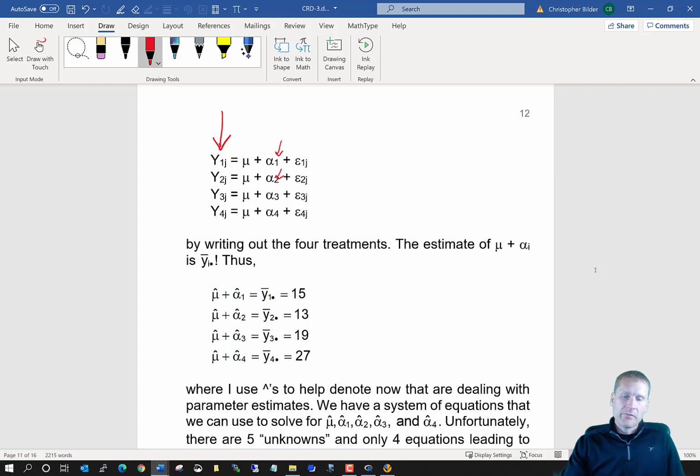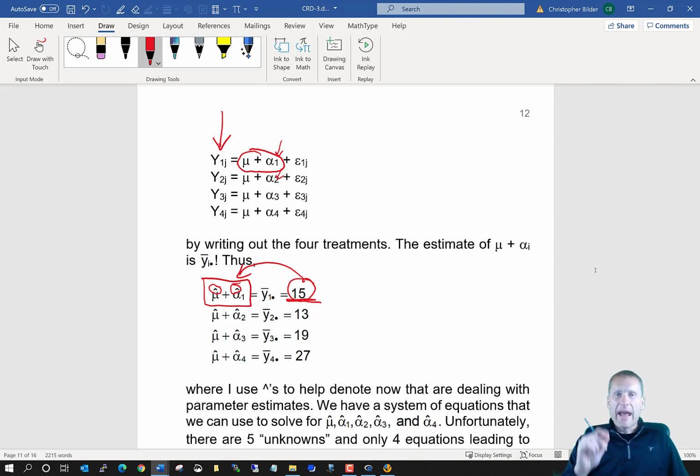Here's how it's done. So this mu plus alpha 1 represents basically what happens with design type 1 when it's being applied. So what we could do is set the mean value that we got for design 1, which was 15, equal to mu plus alpha 1. That seems like a reasonable thing, because what we get in our sample is going to try to estimate these population parameters.